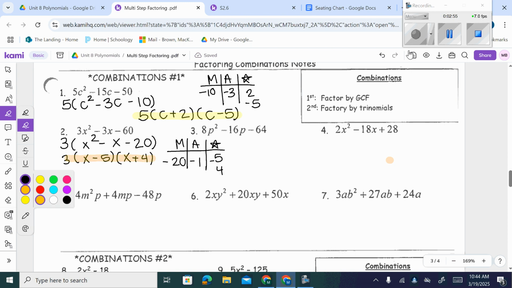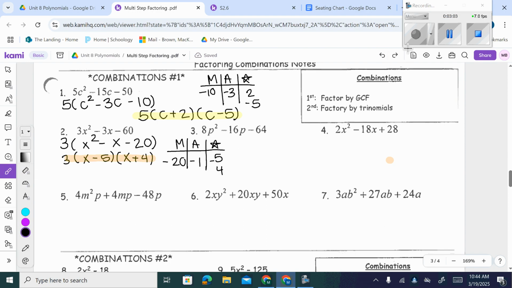So, for example, on number 4, you do not have to write this down. But if you didn't check for a GCF first and you just did magic number, you would have to do 2 times 28, which is 56, and it would have to add to negative 18. All right, go look at your blue sheet. What multiplies to 56 and adds to negative 18? Negative 4 and negative 14. So now, can I shortcut this? No, now I have to do it the long way. So I would have to come here and do the whole thing.